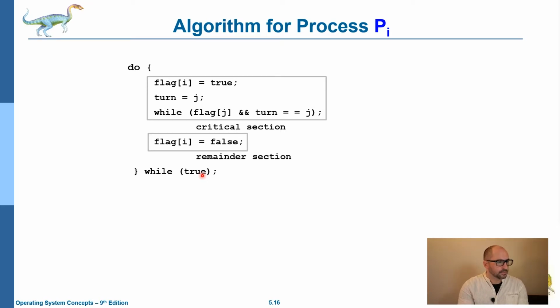So the way that I think about the particular line of while flag of the other process and the turn is equal to the other turn, I think of this as while the other guy is in his section or it's the other guy's turn, sit and spin. So that's kind of how I think about it. Sorry, it's while the other guy is in his section and it's his turn, then we sit and spin, doing nothing.